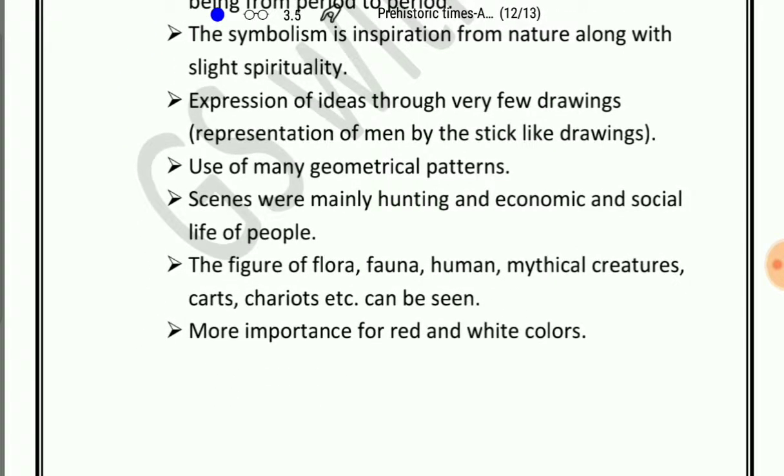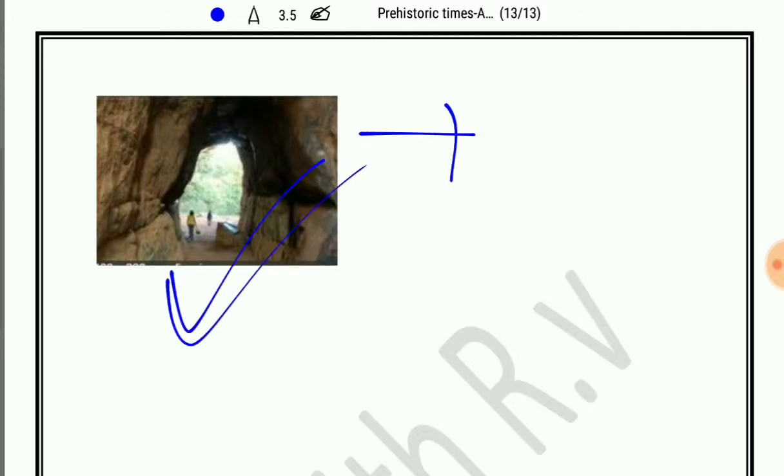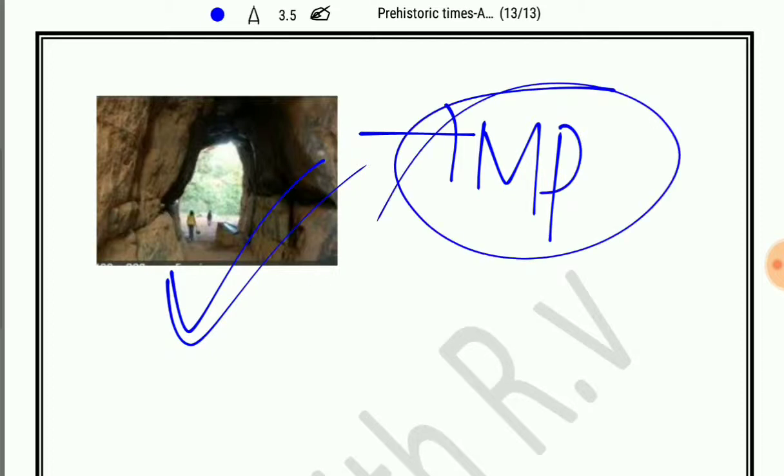And now, as I discussed, the most important colors were red and white. So this is the figure of the Bhimbetka cave, which is in MP. So we have finished the prehistoric rock paintings. Let us look at what we have covered till now.